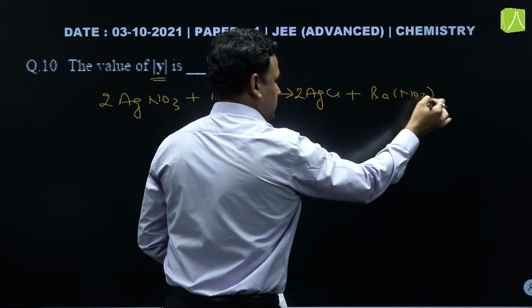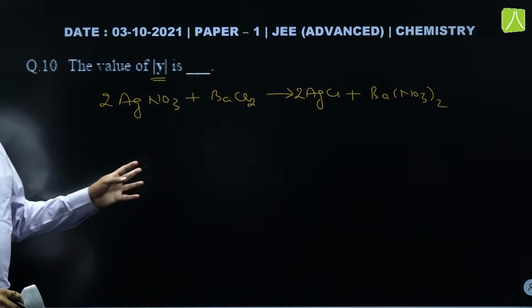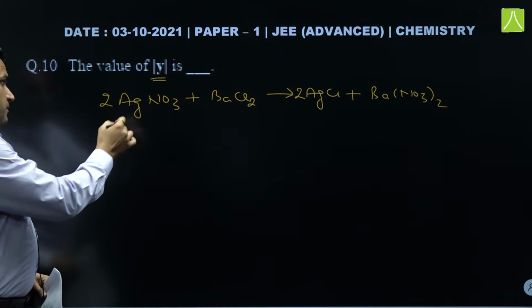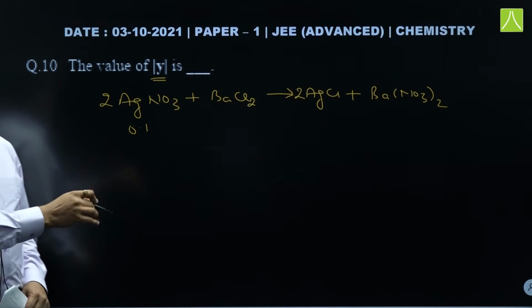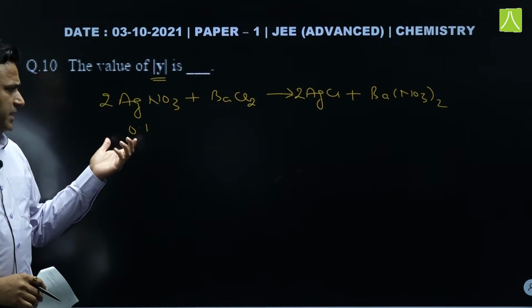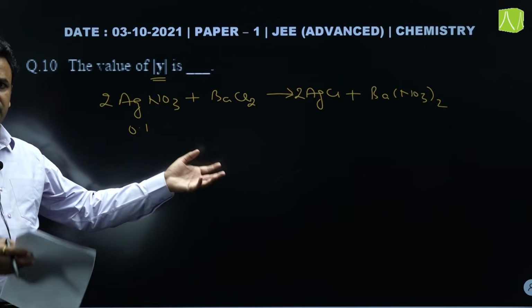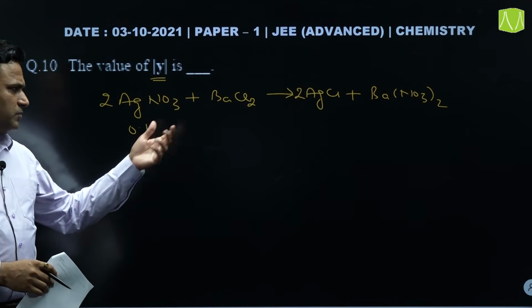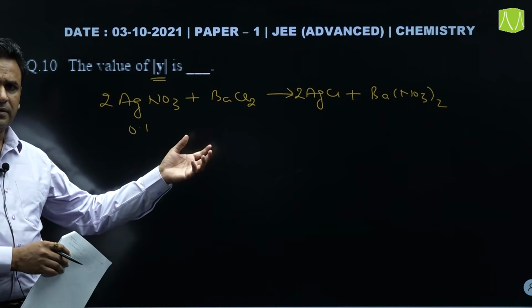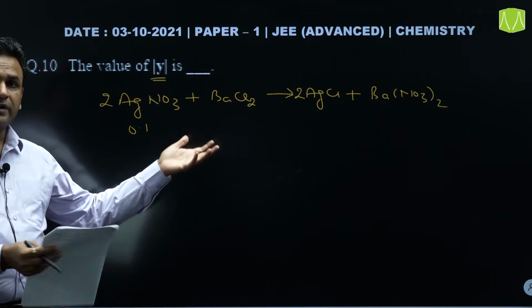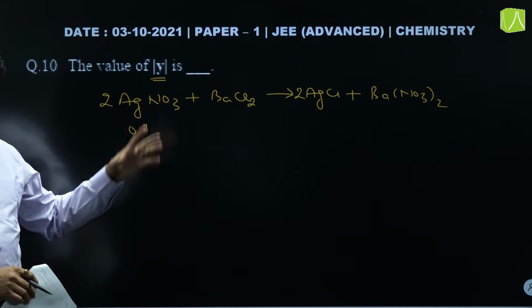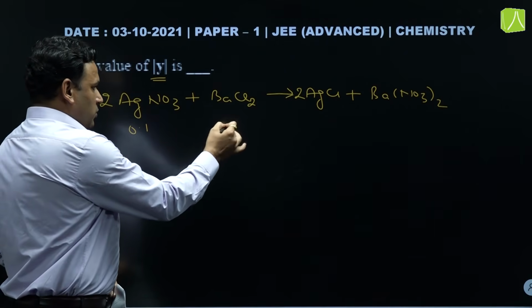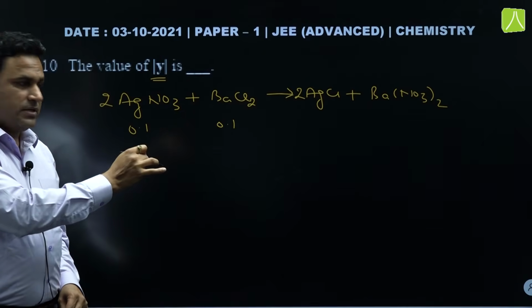This is going to be the reaction. Now, the number of moles of silver nitrate are 0.1 molar. So, let us say we have taken a solution containing 1 kilogram of water. In that solution 0.1 mole of silver nitrate is present and 0.1 moles of barium chloride are added into it.